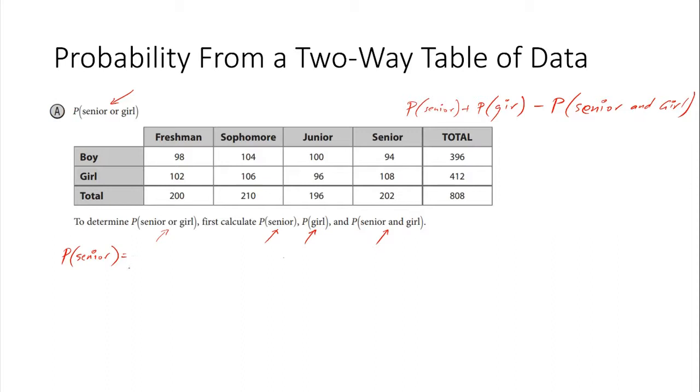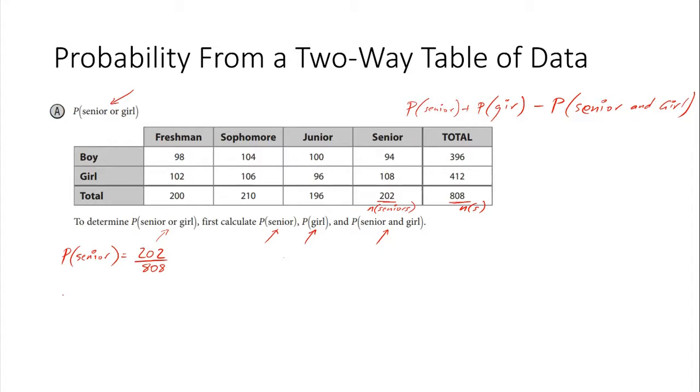How many kids do we have? We have 808 kids, so that's our sample set, right? And then seniors, okay, so there's a number of our seniors. We have 202 seniors out of the 808. I can reduce, but for right now I'm not going to reduce. I'm just going to leave it like that. But that's basically the theoretical probability of me selecting a senior.